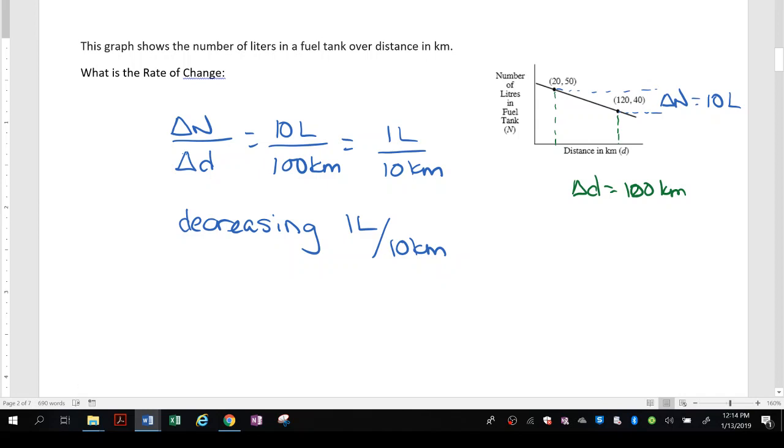Now, if we were to look at just the slope for this, the slope is negative 1 over 10. That is the slope of this line. But when we're looking at the rate of change, we want to say that our rate of change is decreasing 1 liter per 10 kilometers. We don't put a negative in front of here. Instead, we use a word to say it's decreasing. And that is the rate of change for linear equations.